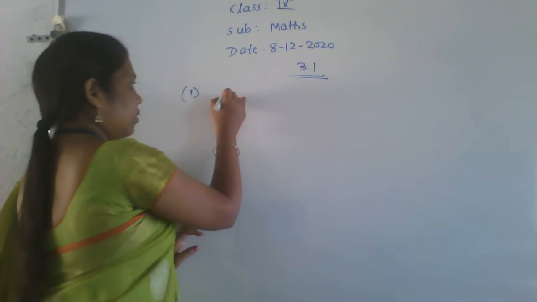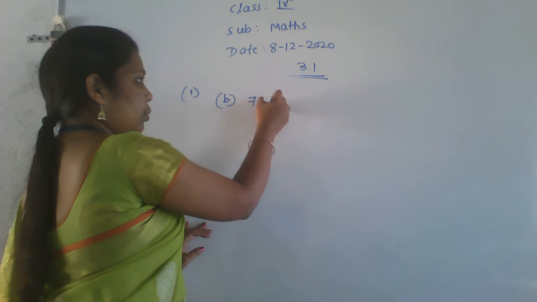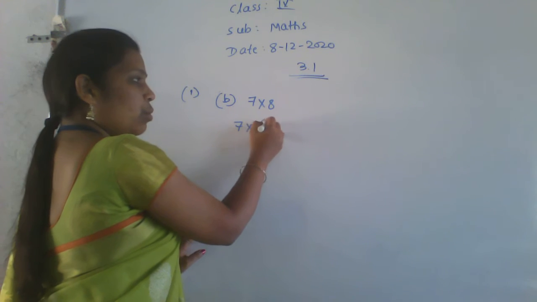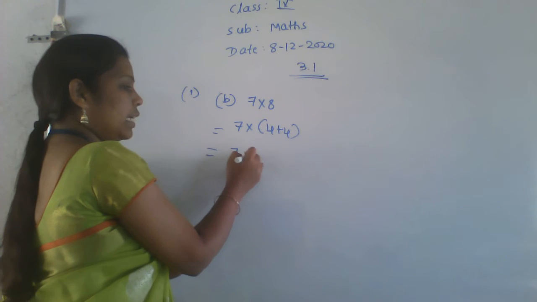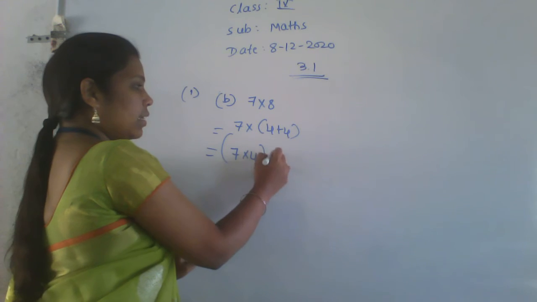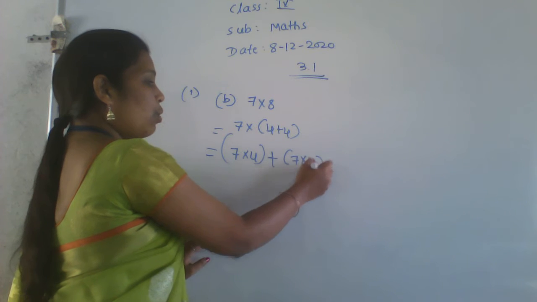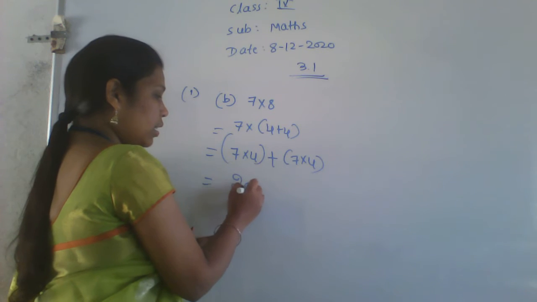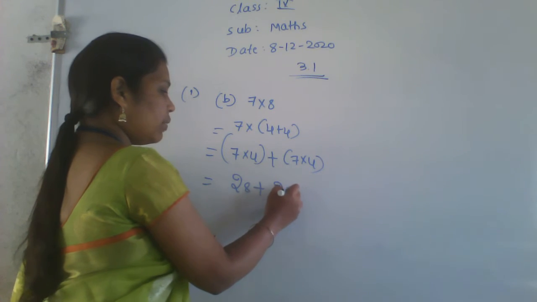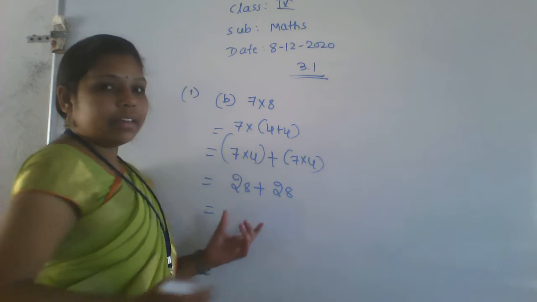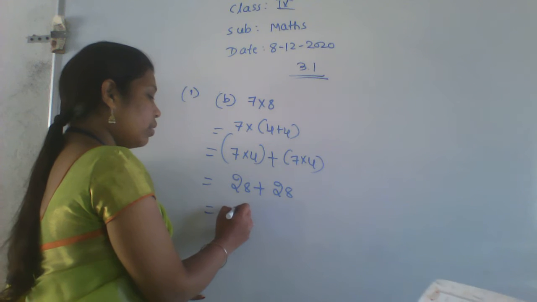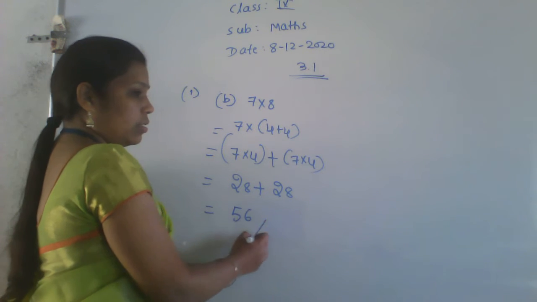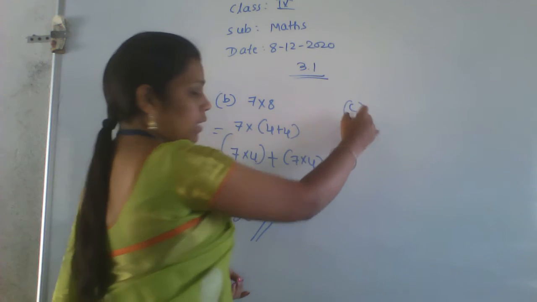7 into 8. 7 into 4 plus 4, I am taking. So 7 into 4 first, after that 7 into 4. 7 4s are 28, plus 7 4s are 28. Add 28 plus 28, what? That is 56.